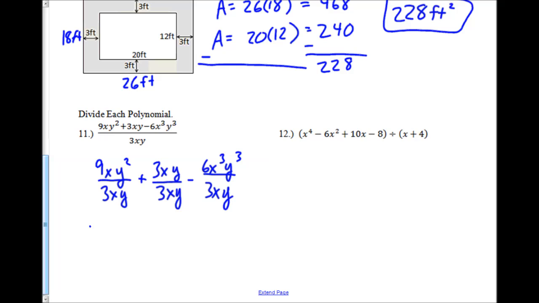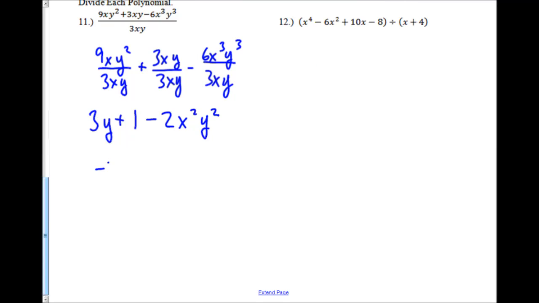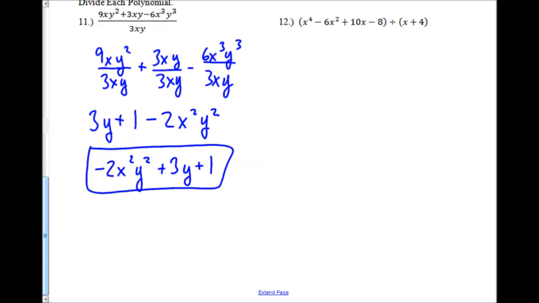Here, the 9 divided by 3 is a 3. I subtract the exponents. That's going to leave me with just a y. Here, 3xy divided by 3xy is a 1. Make sure you have a 1 written there. When we divide things, it doesn't cancel out to be 0, it cancels out to be 1. Then here I get a 2x to the second, y to the second. And that's it. The other thing that I might do here is rewrite it in descending order, just because that feels right to me. And that's all there is to it.